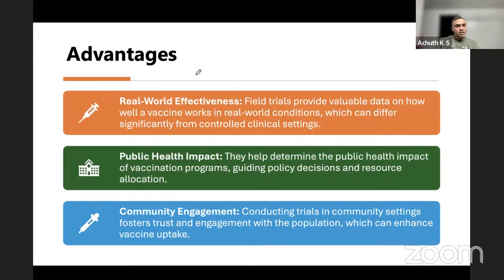Advantages: real world information you have. Public health impact, you can implement the policy of polio vaccine, and decide whether you can give it or not. And it is a community trial. You have the complete population whom you gain trust, and which can enhance the vaccine uptake.